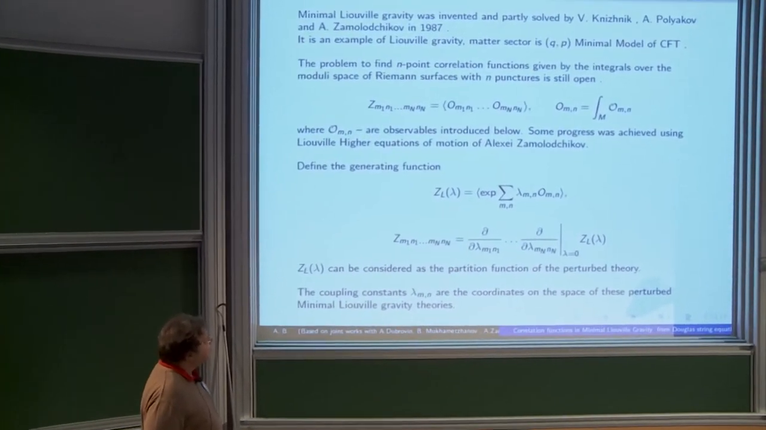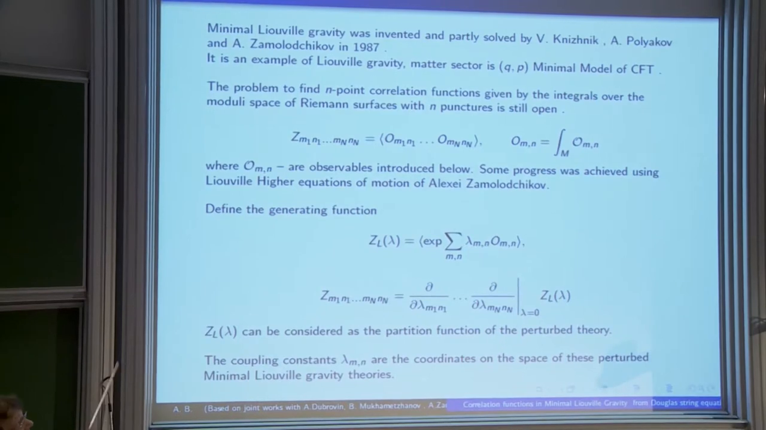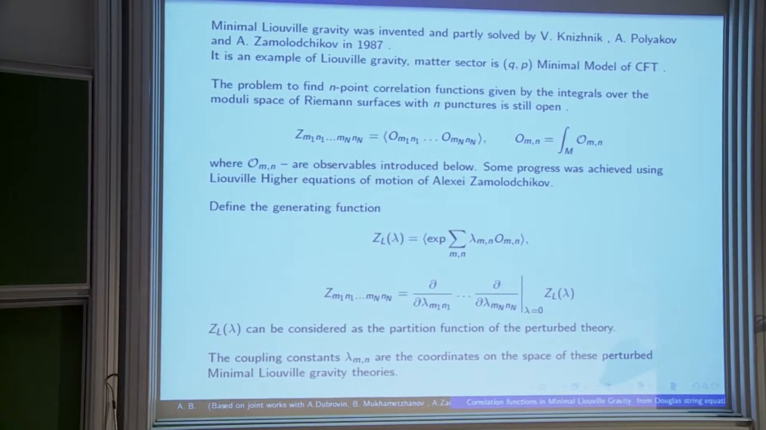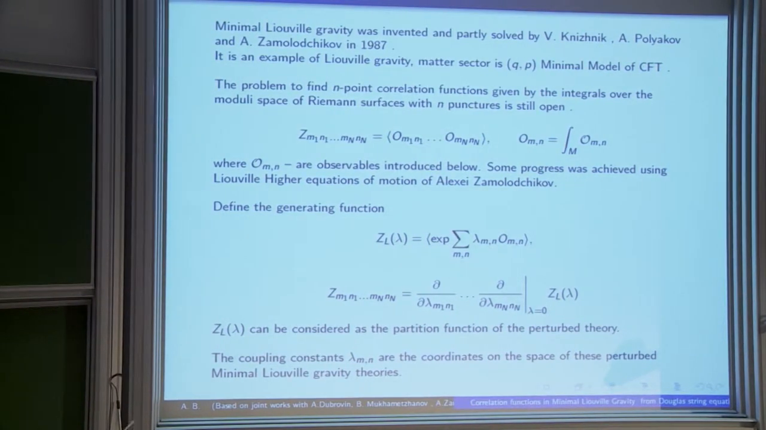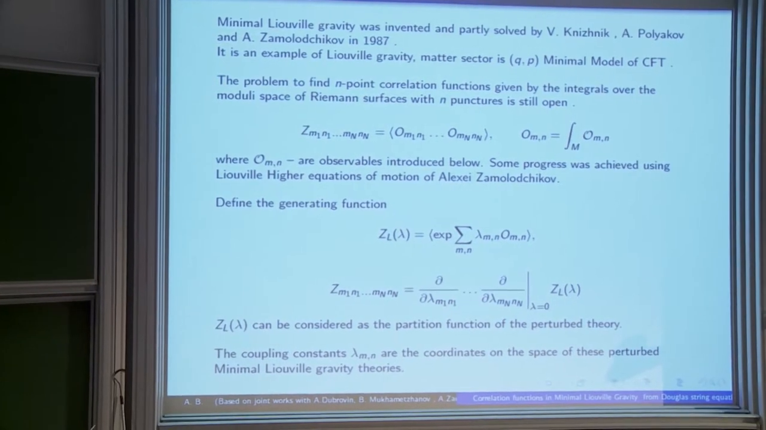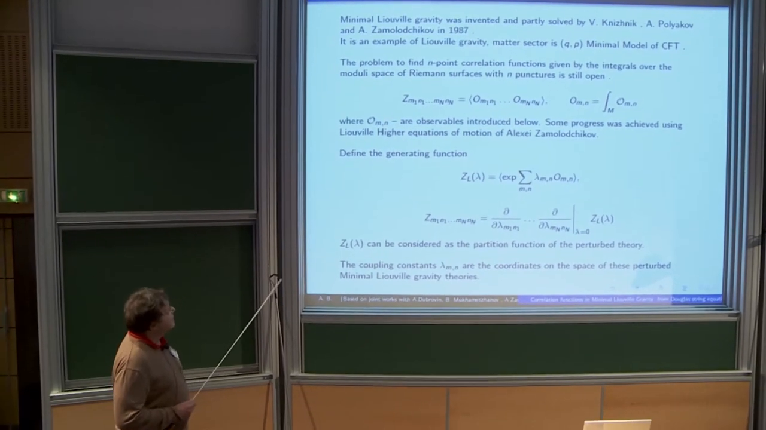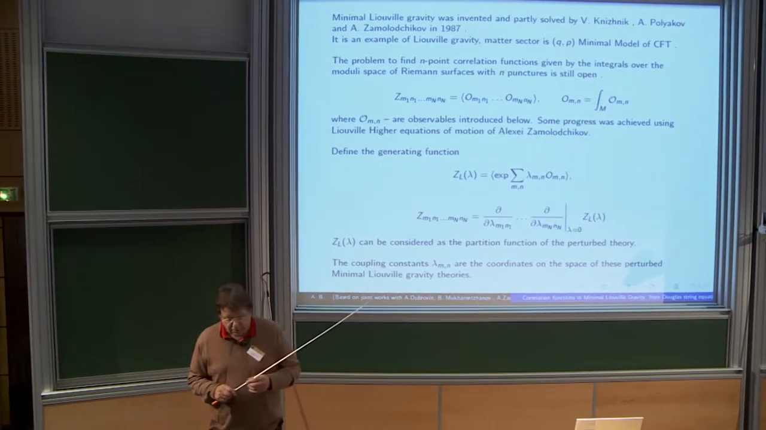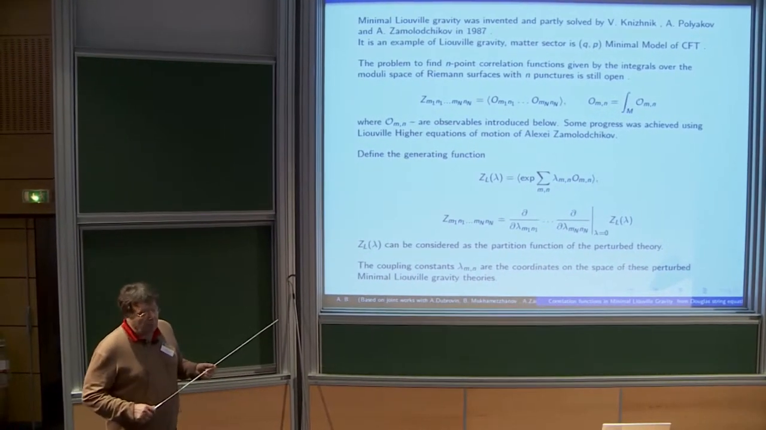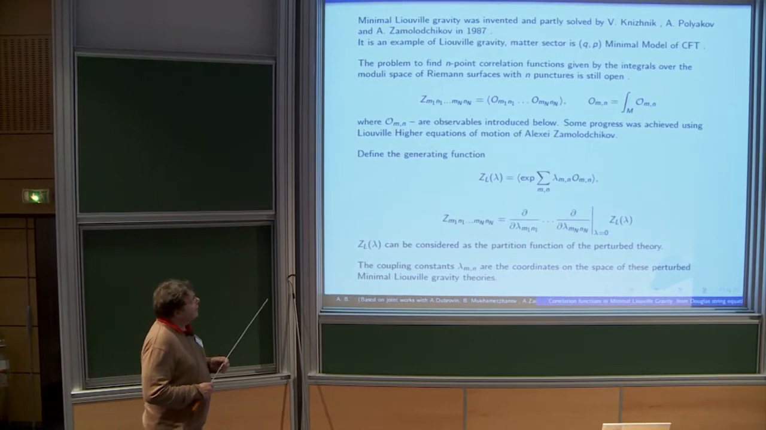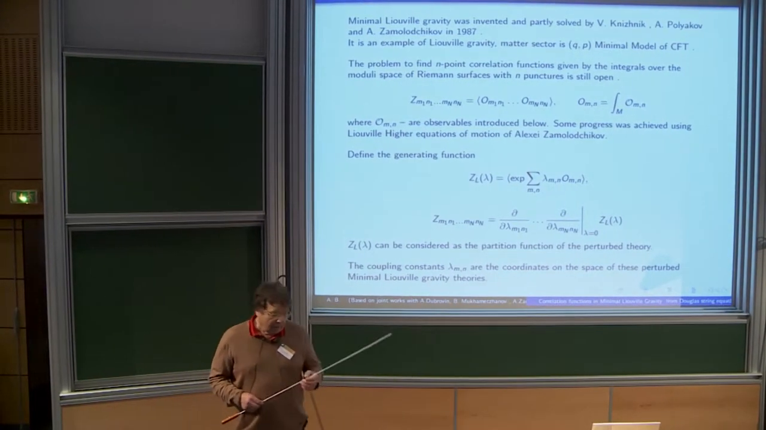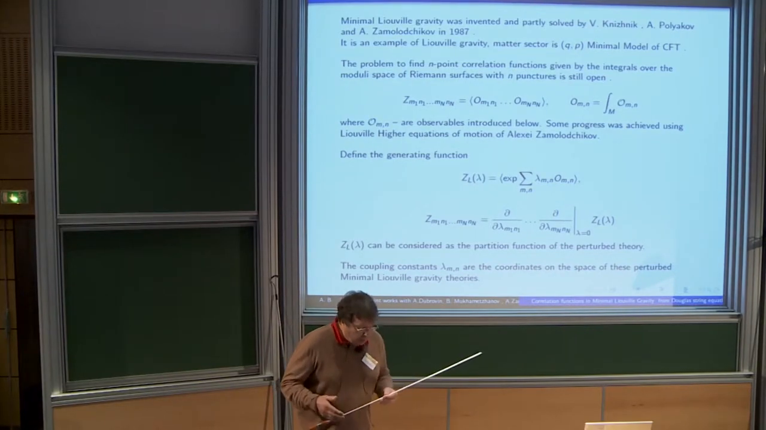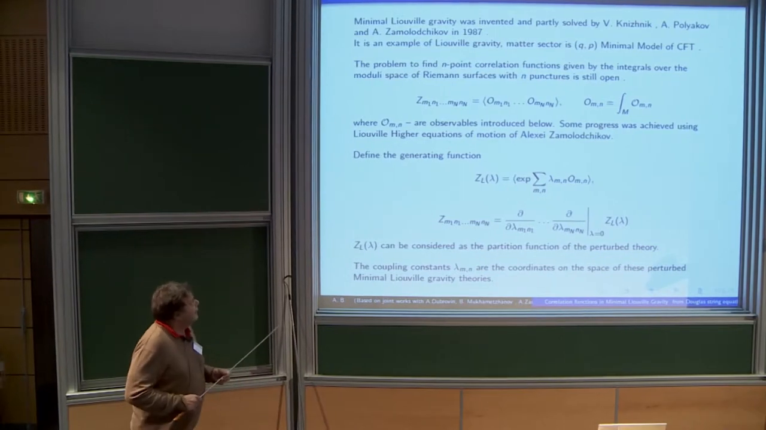And the problem which was open after this first work was finding the correlation functions in this theory, even for genus zero. It's a difficult problem because we need to calculate some integral over moduli space of Riemann surfaces with endpoints, and the observables are some special combination of fields of one of the minimal models of conformal field theory and Liouville theory. It's a difficult problem because we need to integrate over moduli space of Riemann surfaces.